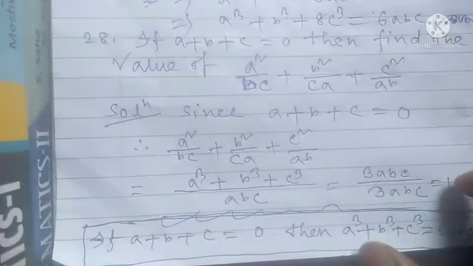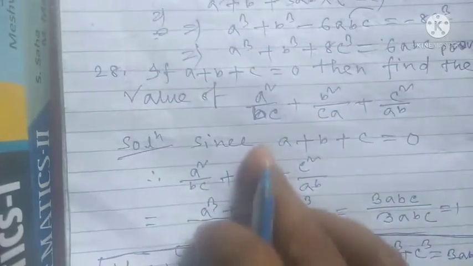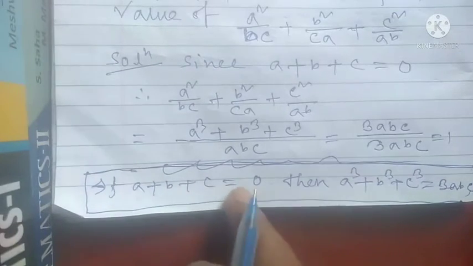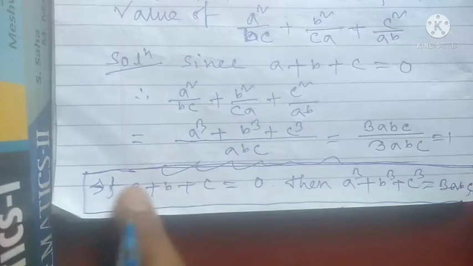We have done question number 27. So question number 28 is also very easy. So my dear students, same formula. So this is the formula: if a plus b plus c is equal to 0, then a cube plus b cube plus c cube is equal to 3abc.